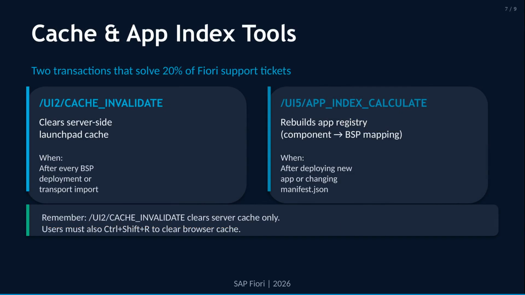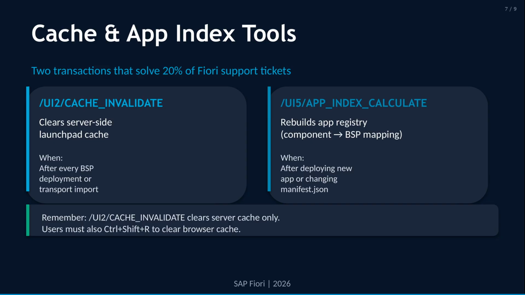2 transactions that every Fiori admin should have bookmarked. First, /UI2/cache_invalidate. This clears the Fiori Launchpad cache on the server side. When you deploy a new app version or update a tile, the old version can persist in cache. Running this transaction forces the Launchpad to fetch fresh content.